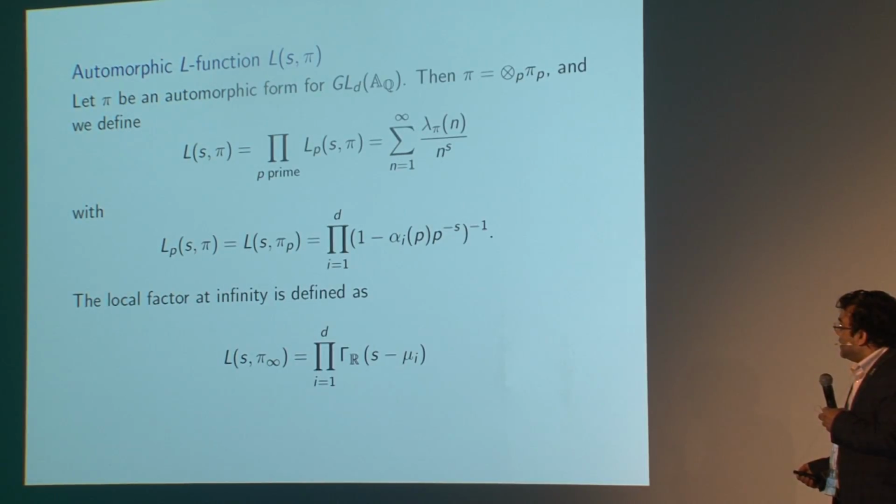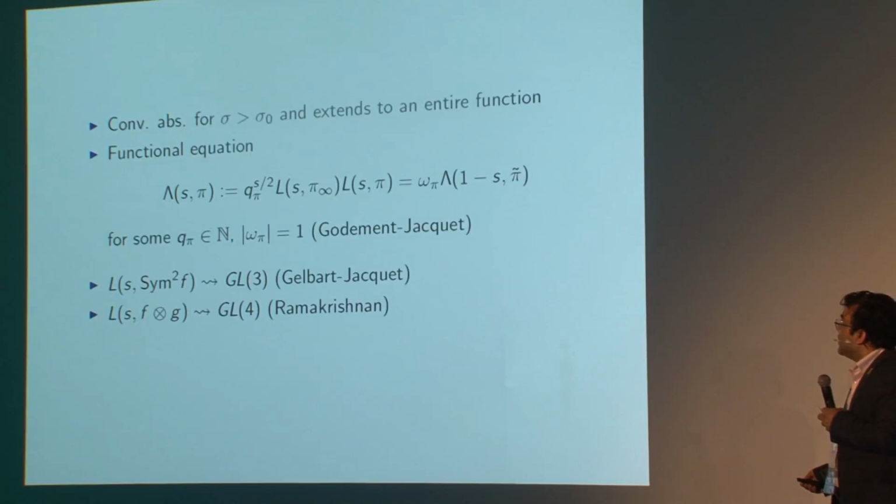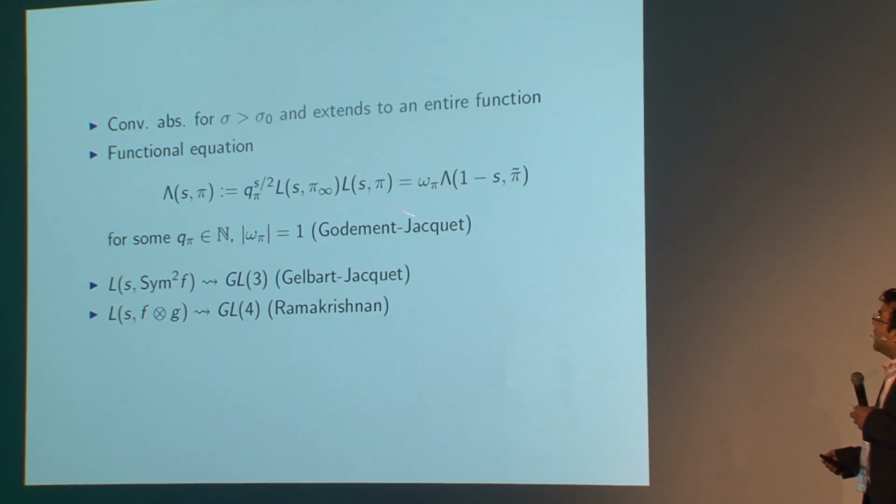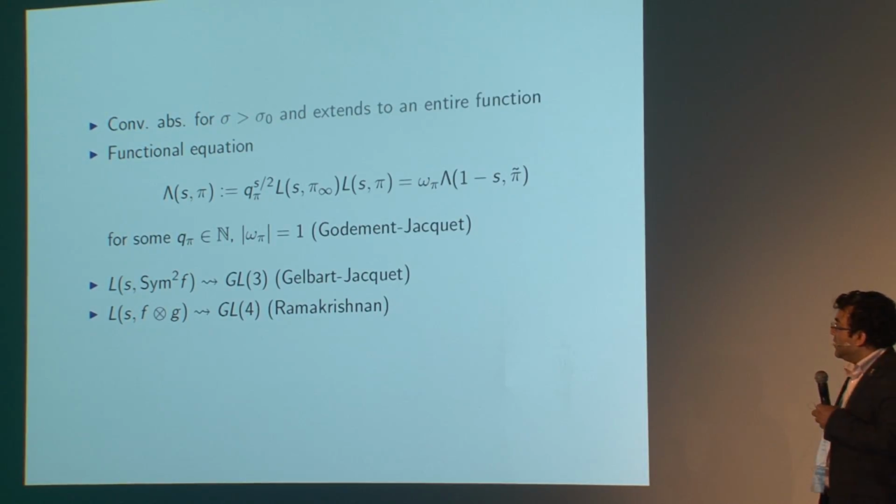And at infinity, we have to multiply by d many gamma factors to get a completed L-function, which will have a functional equation of this type, where you have to multiply by an integer q_pi to the power s/2. Again, the value of L(s, pi) is now related to the value of L(1-s, pi tilde), where pi tilde is the contragredient automorphic form.